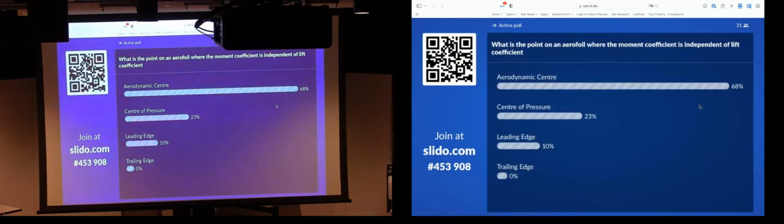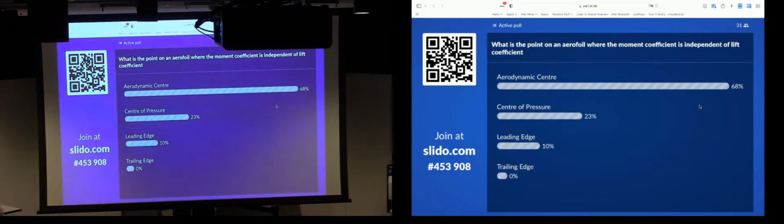What is the point on an airfoil where the moment coefficient is independent of the lift coefficient? Is it the aerodynamic center, center of pressure, leading edge, or trailing edge? Now, 68% of you said aerodynamic center, 23% of you said center of pressure. And then there's always the residual leading and trailing edge, folks.